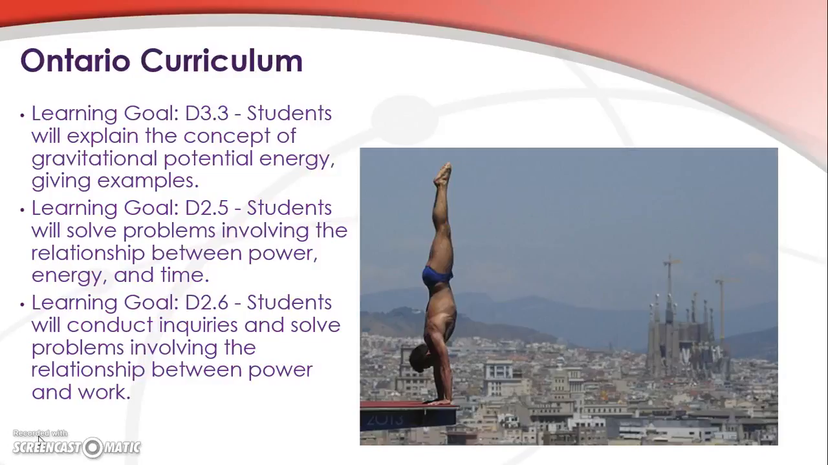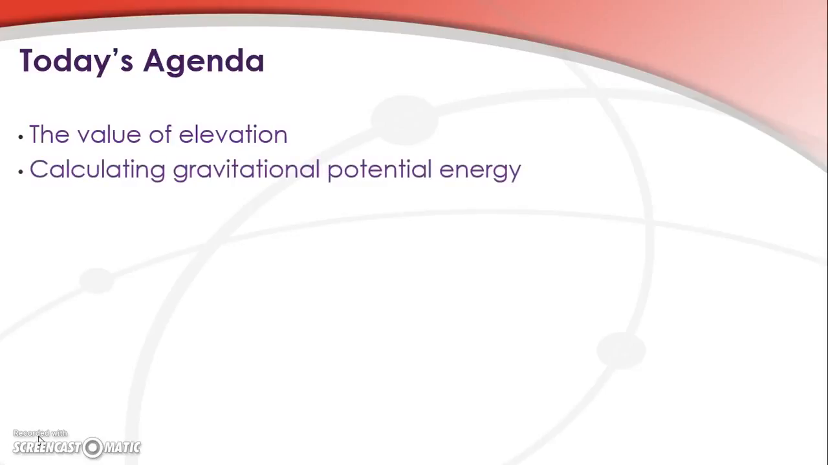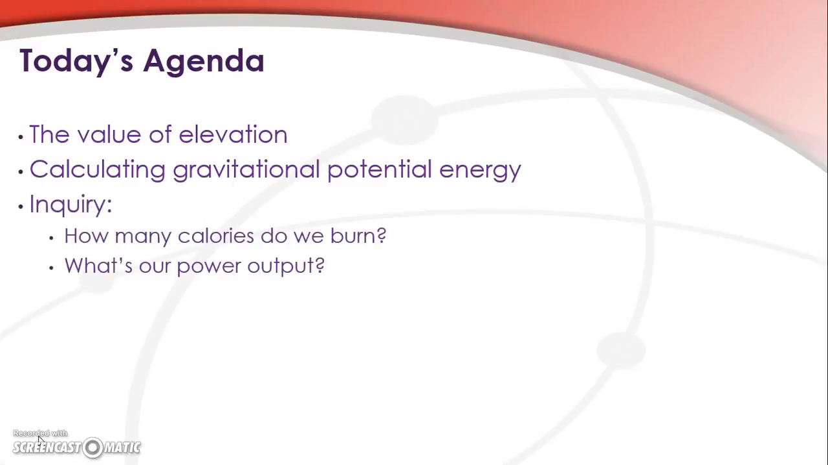As a matter of fact, I'm going to talk only a little bit here today to give us time to do an inquiry involving the relationship between power and work. So today's agenda, we're going to learn about the value of elevation. We're going to learn how to calculate gravitational potential energy. And we're going to do an inquiry talking about how many calories we burn doing a familiar activity, walking up and down stairs.